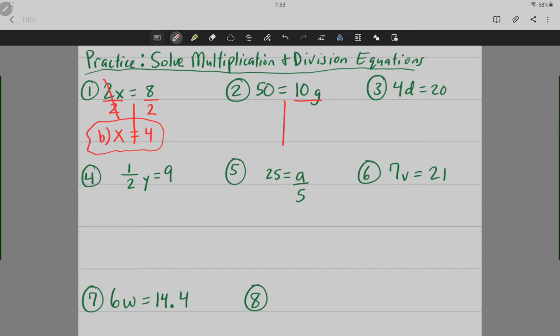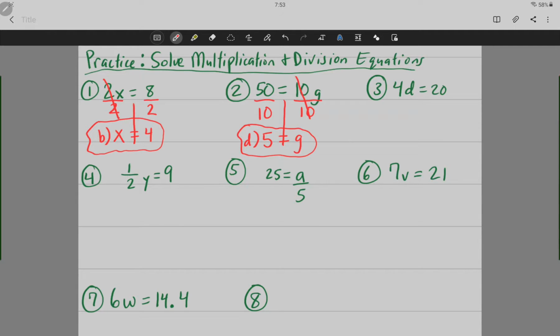And once again, we must do to the other to keep our equation balanced. Okay, so on the left side, 50 divided by 10 will give us 5. Let's bring down our equal sign. 10 divided by itself is 1. Again, you don't have to put 1, just cancel them out. And bring down your g. So the answer is 5 equals g, or g equals 5, which is choice D.